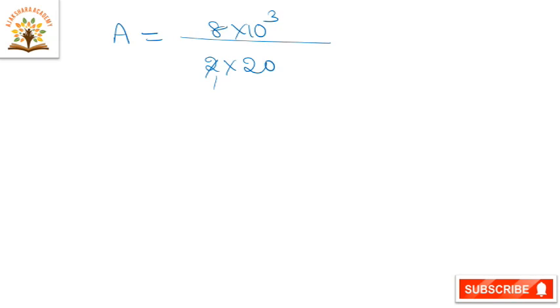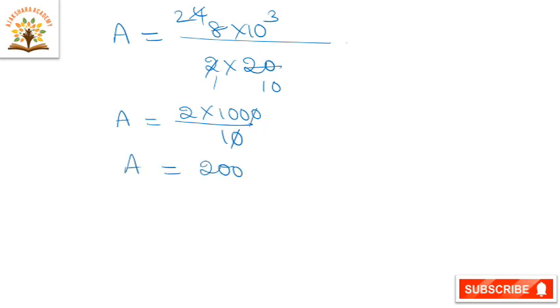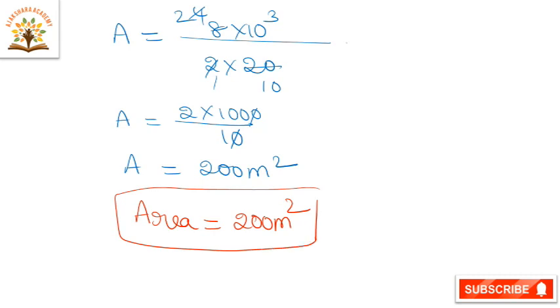2 ones are 2, 2 fours are 8, and again 2 twos are 4, 2 tens are 20. So now again we are writing 10 cube, nothing but A is equal to 2 into 1000 by 10. The zeros cancel. So A is equal to 2 into 100, 200 meter square. Therefore area A is equal to 200 meter square. This is the final answer. Okay, next we will go to the next question.